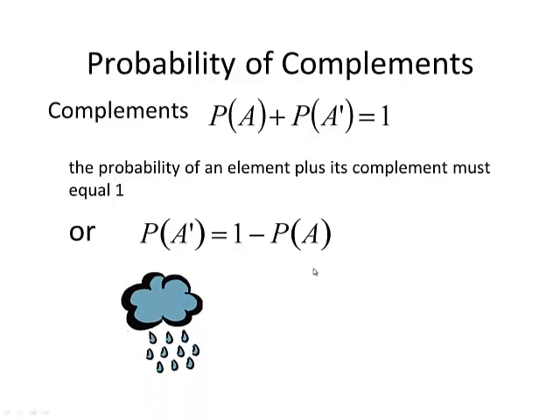Or let's say we are talking about rain and sunshine. If it's a 4 out of 5 chance it's going to be sunny tomorrow, that means the chance it's going to rain is 1 out of 5. So 1 minus 4/5 is 1/5. Okay, they have to add up to 1.